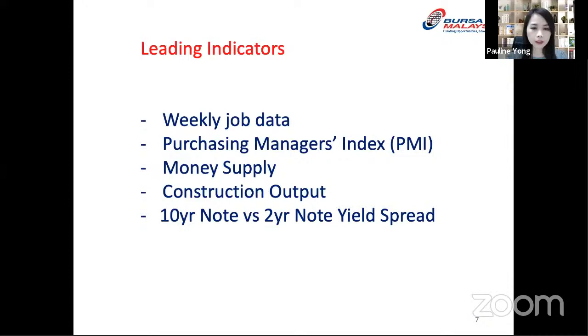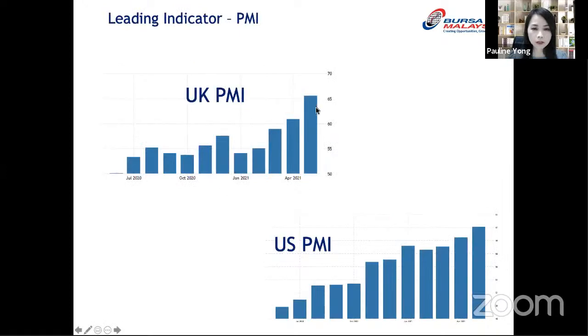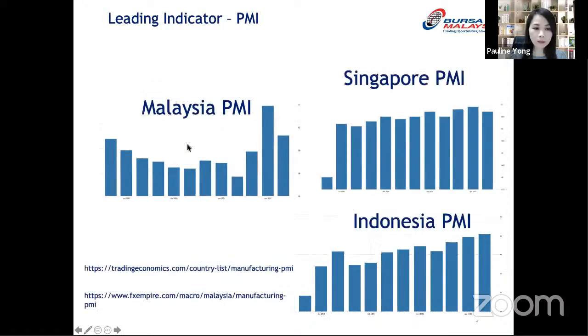In this case, the purchasing managers index has to be above 50 for it to be expansion, and if it is below 50, then it is contraction. So let me show you the trend for the UK PMI until April, May this year. After the bottom here, it is rising. The US PMI is also rising. For the Malaysia PMI, we dropped until here, but for the last few months it was rising.